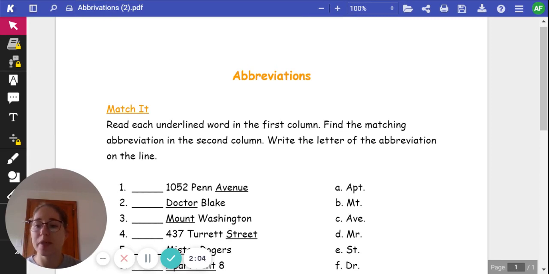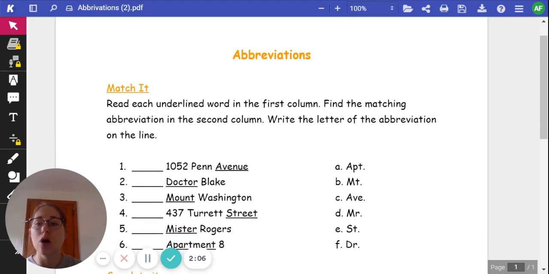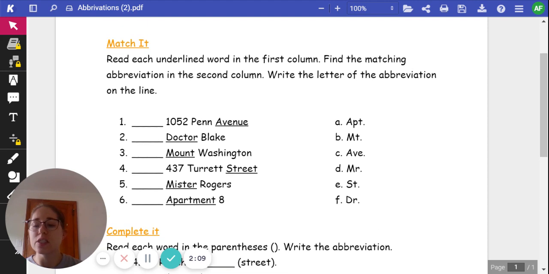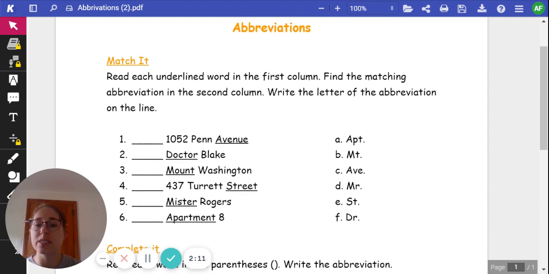All right, on your piece of paper or in your notebook, we are going to do a few activities. Go ahead and number 1 through 6 in your notebook. Pause if you need to. We're going to begin by matching the word to the abbreviation. Our directions are to read each underlined word in the first column, find the matching abbreviation in the second column, write the letter of the abbreviation on the line. We are going to do 3 together, and I'm going to have you do 3 on your own.